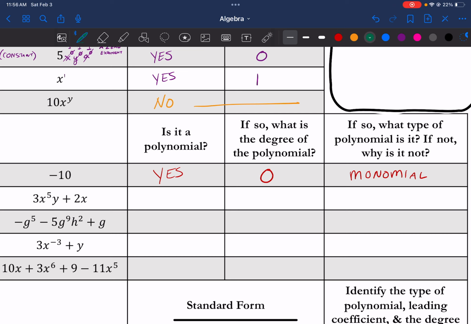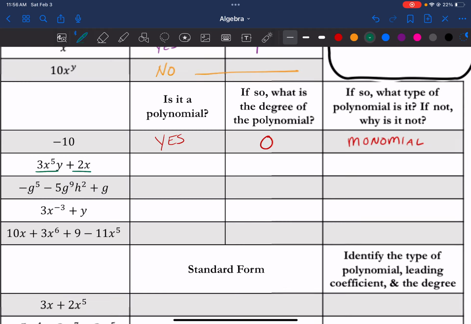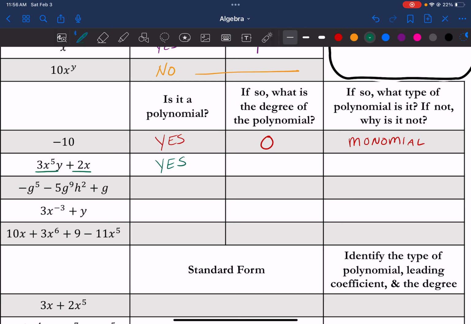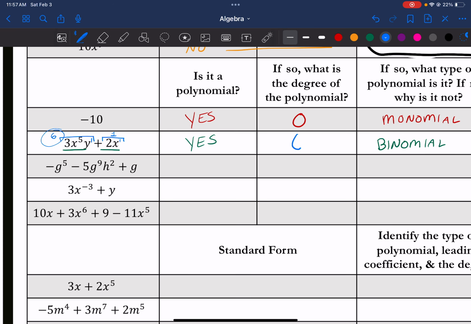The next one, take a look at it. It's separated by an addition sign. Does it follow all the rules? It does. So we take a look at this and we notice that there are two terms here. So it is a binomial. Now this is where your degrees will come into practice. You take a look at the first term and you add up the degrees. This one has a degree of 6 because remember, any variables that don't have exponents have an exponent of 1. We take a look at the degree for this term. This has an exponent of 1, so the degree is 1. 6 is greater than 1, so the degree is 6. Go ahead and try the next one. Pause the video here.